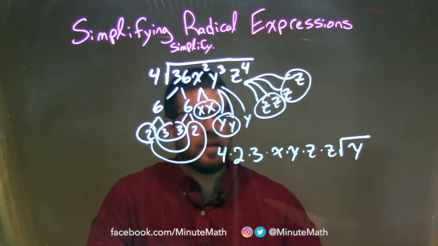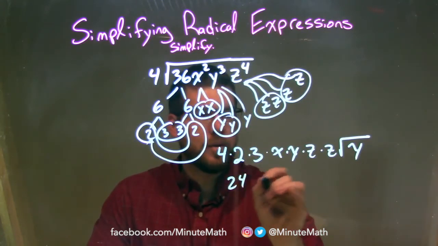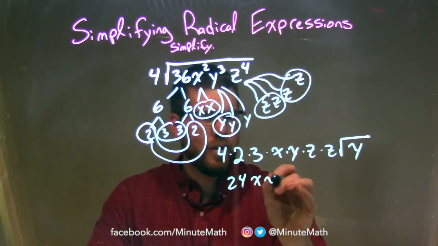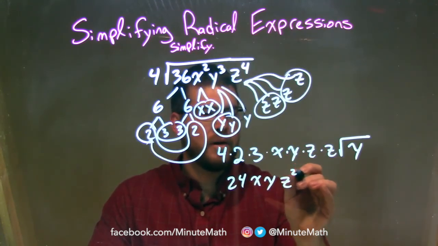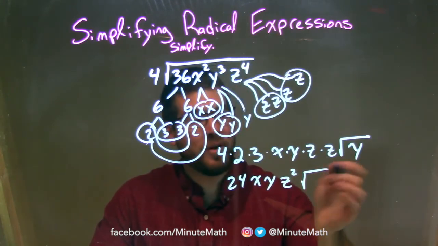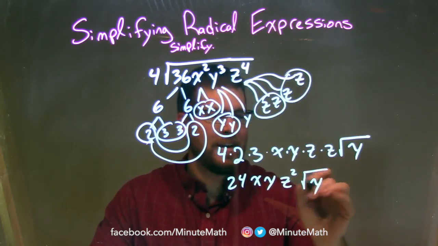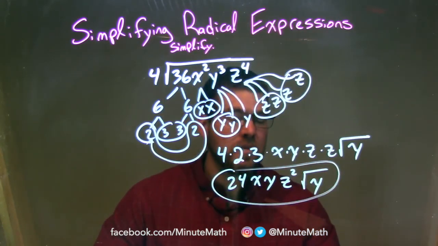So now we simplify this. 4 times 2 is 8, times 3 is 24. So we have 24. X, y, right, just singles there. Z times z is z squared. So we're going to put a z squared there. Times the square root of what's inside, which is just a y. And so my final answer here is 24xyz squared times the square root of y.